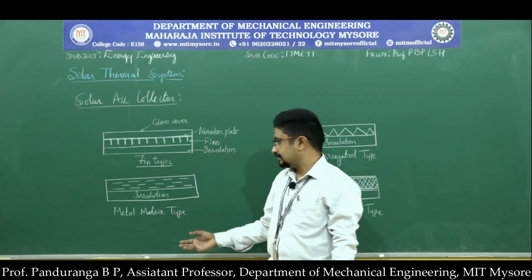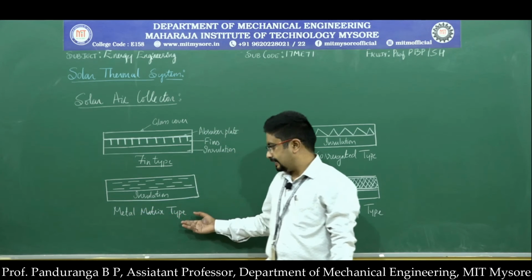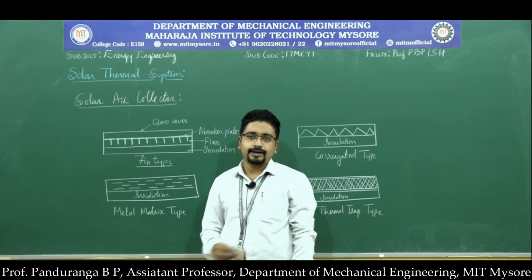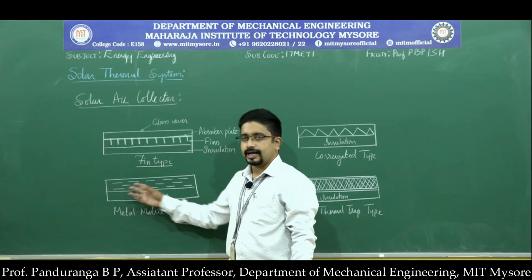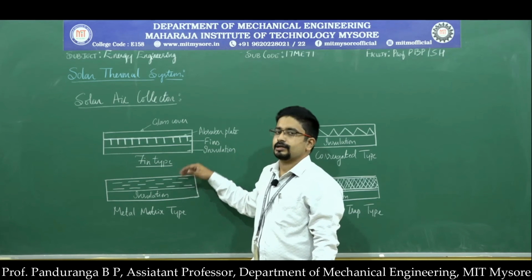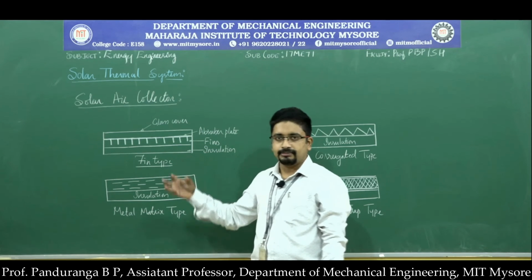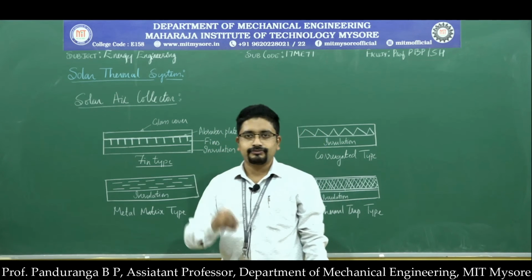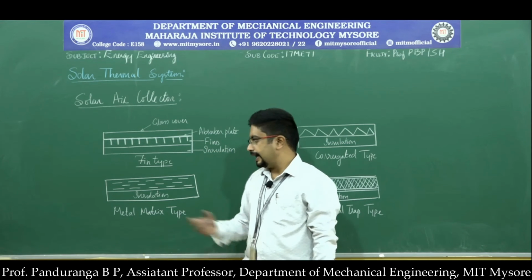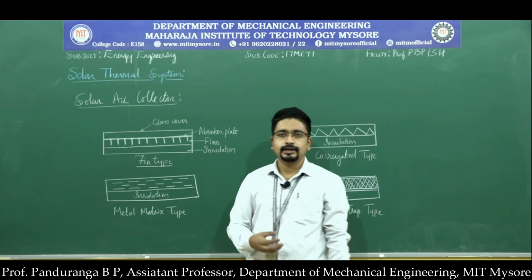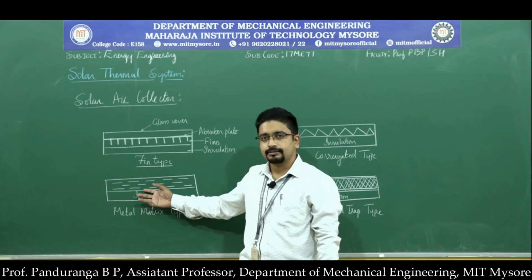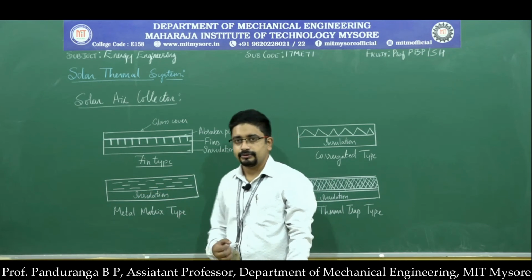Then in the second variation, we have a metal matrix type. So here, at the bottom and on the three sides we will have the insulation, and at the top we have the metal matrix, and above the metal matrix we will have the glass cover. The air will be made to flow through the metal matrix, and as the sun rays fall on the metal matrix, it absorbs heat energy, and as the air flows over it, it transports the heat energy to the air flowing through the metal matrix. So this is another variation.